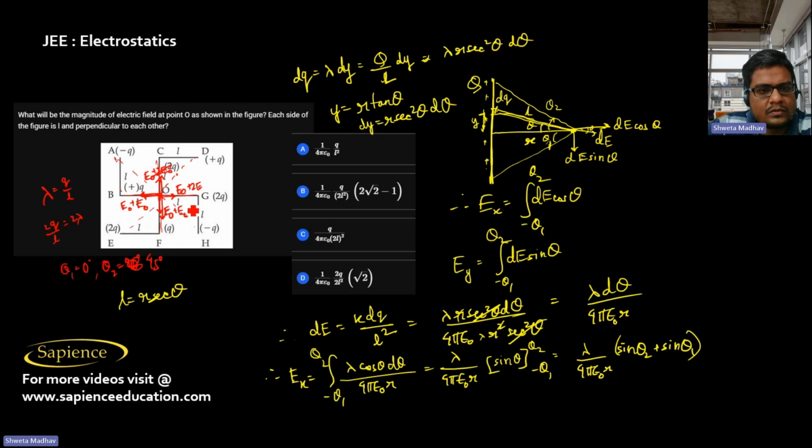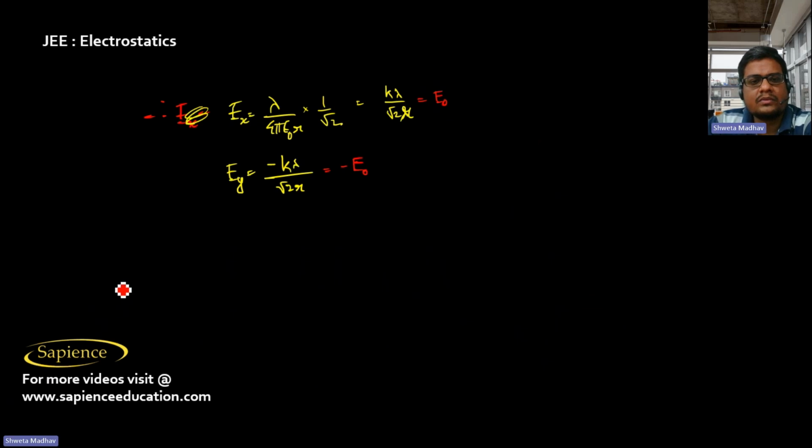E naught and 2 E naught will get cancelled. This 2 E naught and 2 E naught will get cancelled. So like this E naught and like this E naught. So E naught and E naught. Therefore the magnitude of the resultant net electric field will be root 2 E naught, where E naught is K lambda by root 2 R.